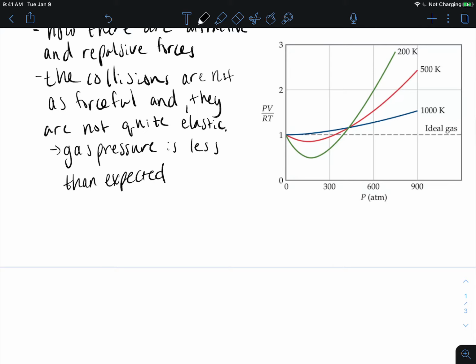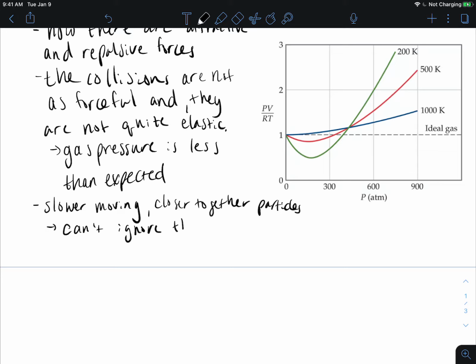And of course, since we have particles that are moving slower and are in closer proximity, we actually have to take into account the volume of those gas particles. So with slower moving, closer together particles, in this case, we can't ignore the gas particle volume. So our volume will be slightly higher than our ideal gas law predicts.